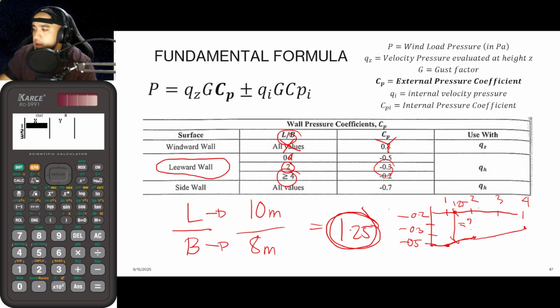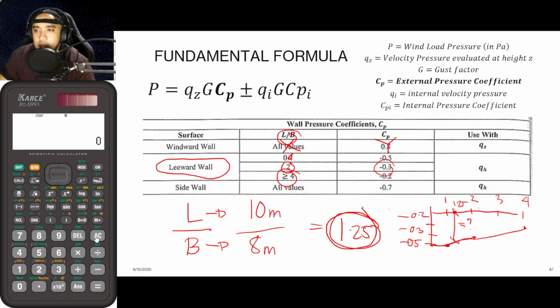So, from that, guys, in my calculator, I would be inputting everything that I already know. If x is equal to 1, the value of CP or Y is equal to negative 0.5. If x is equal to 2, the value of Y is equal to negative 0.3. And if the ratio x is equal to 4, the value of Y is equal to negative 0.2. Okay? Now that I already have these values, I would just be pressing AC.